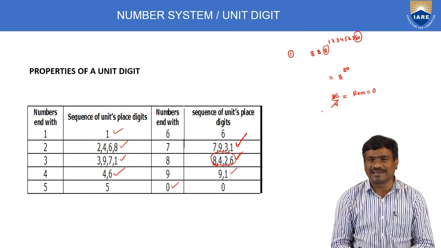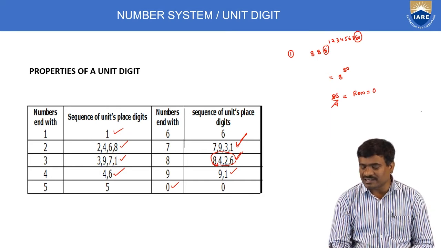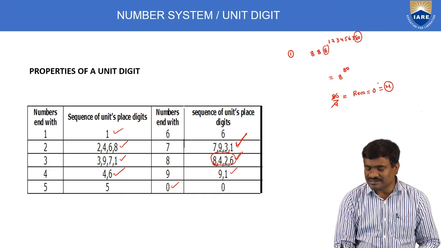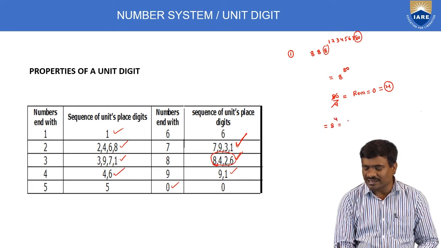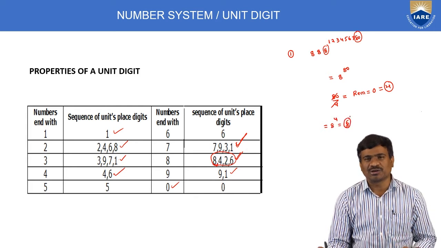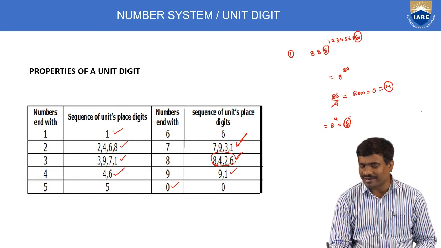4 into 20 is 80. When the remainder is equal to 0, the power assumption is 4. That is 8 to the power of 4. 8 to the power of 4 is equal to 6. In general, the 8 unit digit property: in brackets, 8 to the power of 1 is 8.